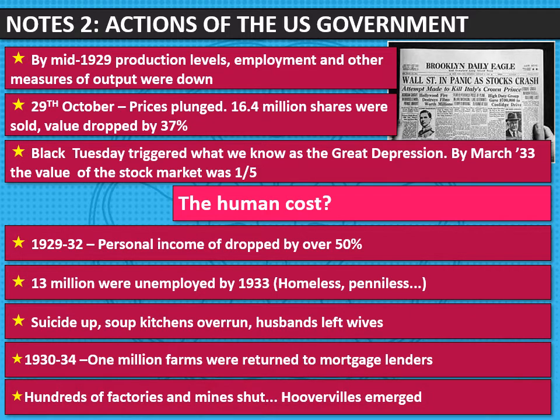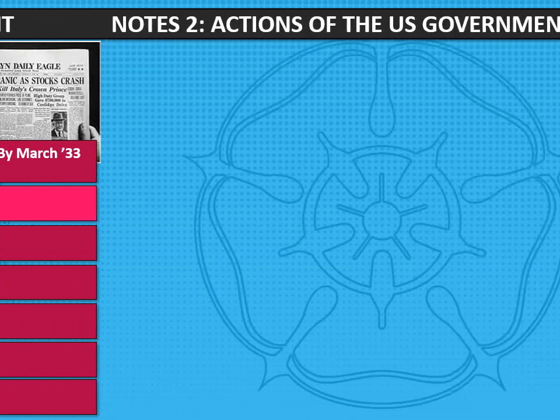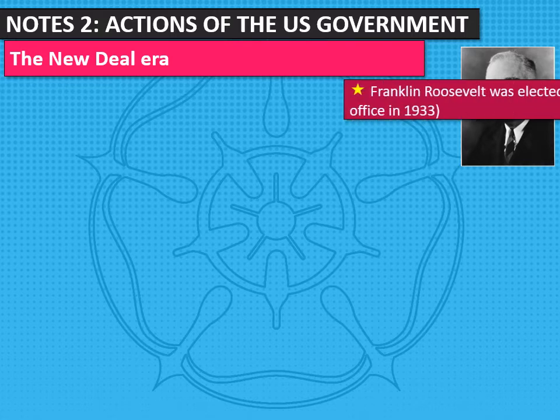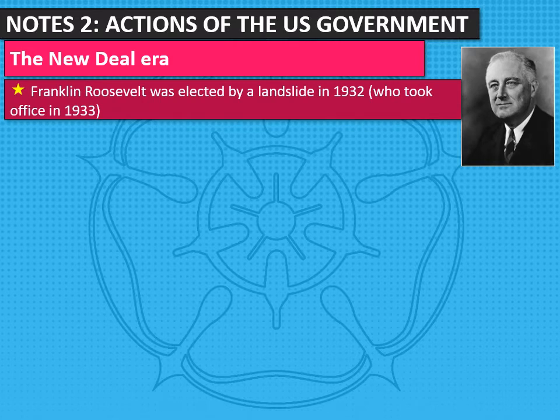Finally, hundreds of factories and mines shut, and Hoovervilles emerge, shanty towns built in parks and public spaces out of corrugated iron and steel and cardboard, named after the president at the time, President Hoover. President Hoover is quickly voted out of office, and a new president, Franklin Roosevelt, is elected in a landslide victory in 1932, taking office in 1933.